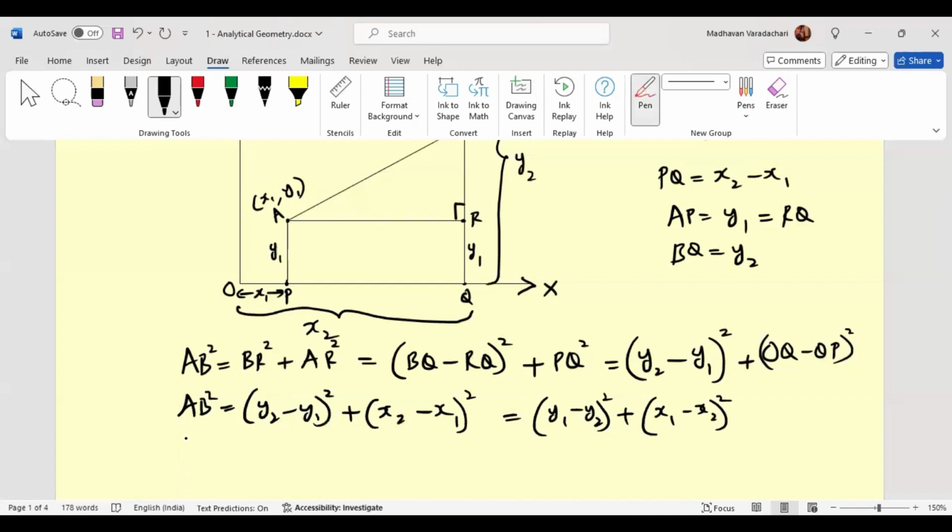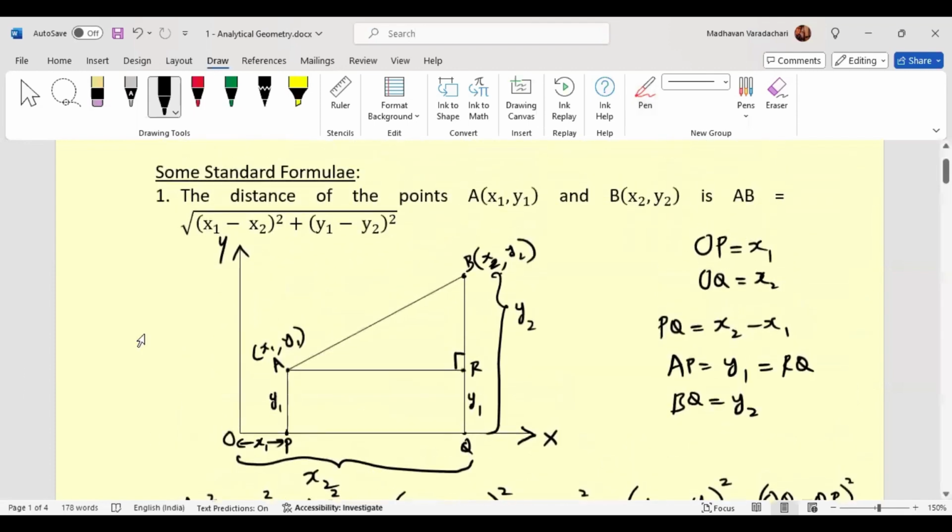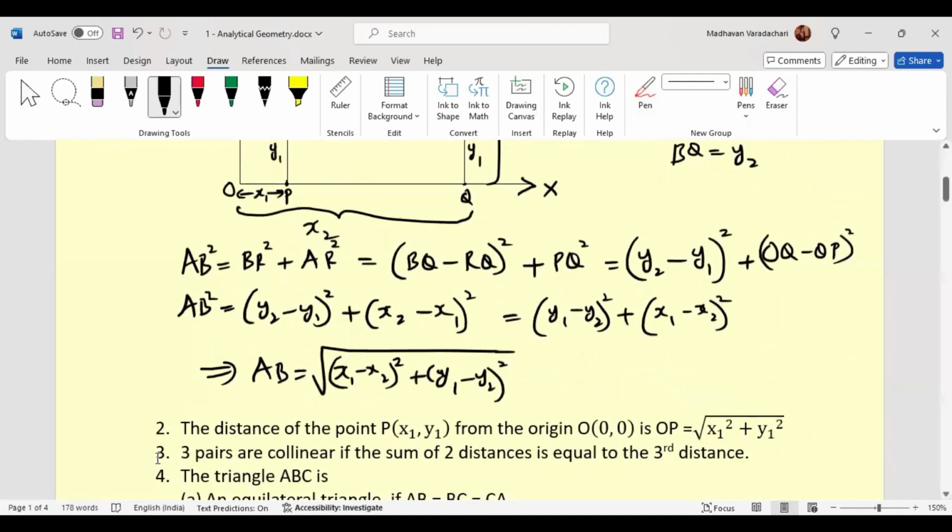That means we can say AB is the square root of (x1 minus x2) the whole square plus (y1 minus y2) the whole square. So that is what is written here. The distance between the points A (x1, y1) and B (x2, y2), AB, is equal to the root of (x1 minus x2) the whole square plus (y1 minus y2) the whole square. Now let us move on to the next one.